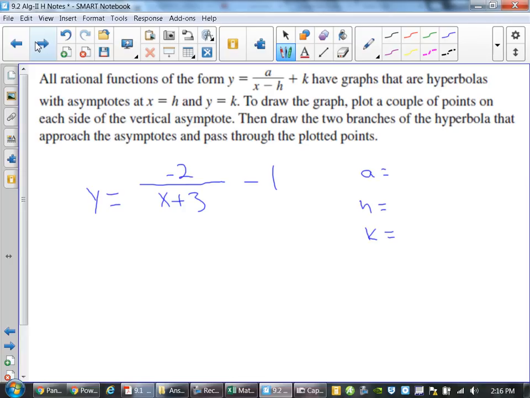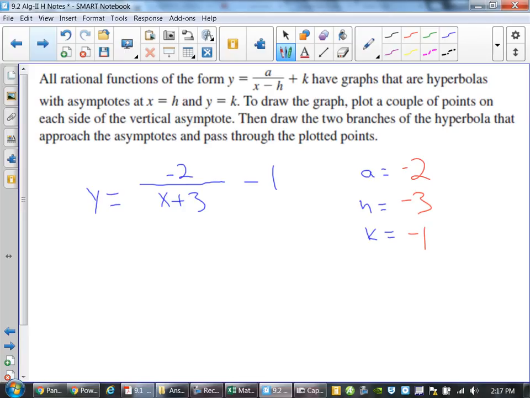All right? So if I have, yes ma'am? So that is the formula for graphing? Yes. This is going to be our generic way of doing it. So if I start right off the bat with y equals negative 2 over x plus 3, all minus 1, I'm going to always start with a, h, and k. What are they? So what's a? Negative 2. What's h? Negative 3. Very good. What's k? Negative 1. Good. So our a value, negative 2. H value was negative 3. K was negative 1.